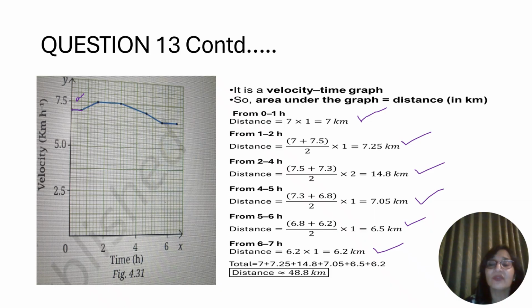You just look at the graph, understand the concept that area under the graph is basically the distance. So to calculate the distance, what do you do? You are going to divide it into parts. Once you divide it into parts, you will get the distance by adding it. So that will be the total distance, 48.8 kilometer. Hope this question is clear to you.